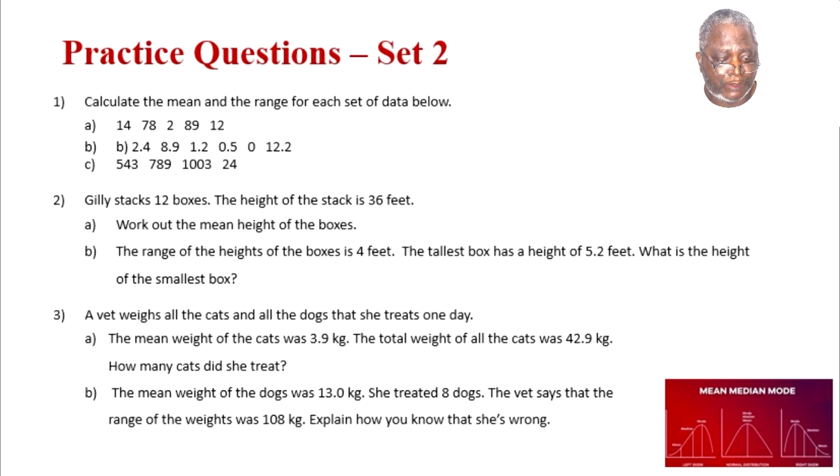Question 3. A vet weighs all the cats and all the dogs that she treats one day. A. The mean weight of the cats was 3.9 kilograms. The total weight of all the cats was 42.9 kilograms. How many cats did she treat? And B. The mean weight of the dogs was 13 kilograms. She treated 8 dogs. The vet says that the range of the weight was 108 kilograms. Explain how you know that she was wrong.